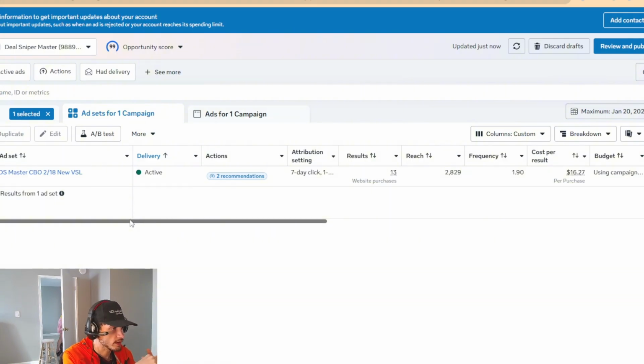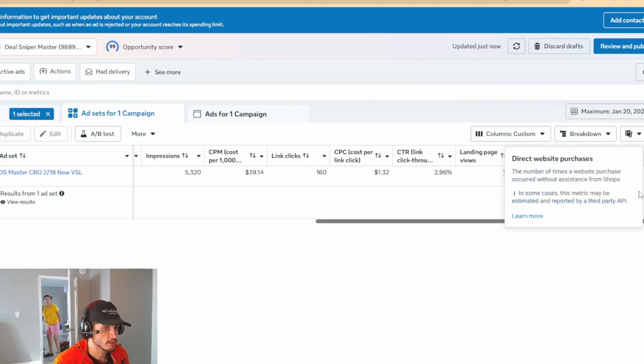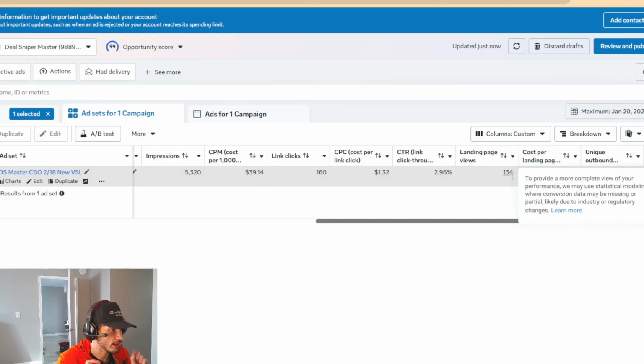And then it's recurring. They're staying every single month until they churn. So these are profitable ads. I'm getting paid for leads in my business. And let's go all the way down here. This is the problems that we solved. 133 unique outbound clicks, landing page views 134, pretty much identical. That's what we're looking for.